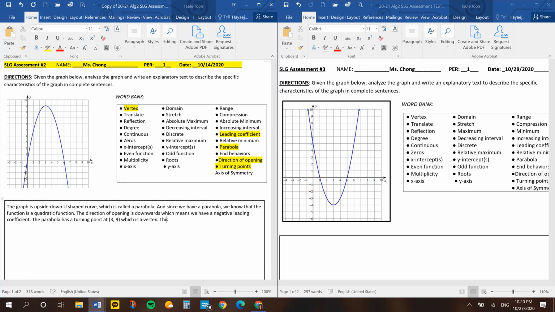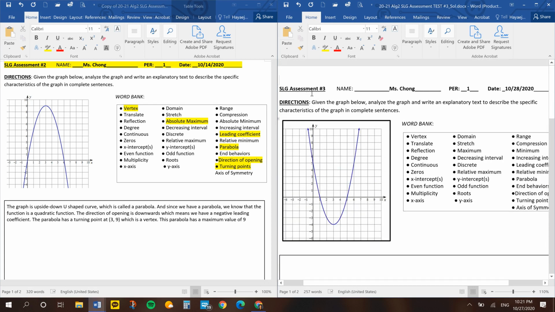Let's say this parabola has a maximum value of 9, right? Where did I get 9? Right here, read Y. My maximum is at 9, so I use the word maximum. I put absolute maximum here, that's fine. For SLG number 3, you can just put maximum.